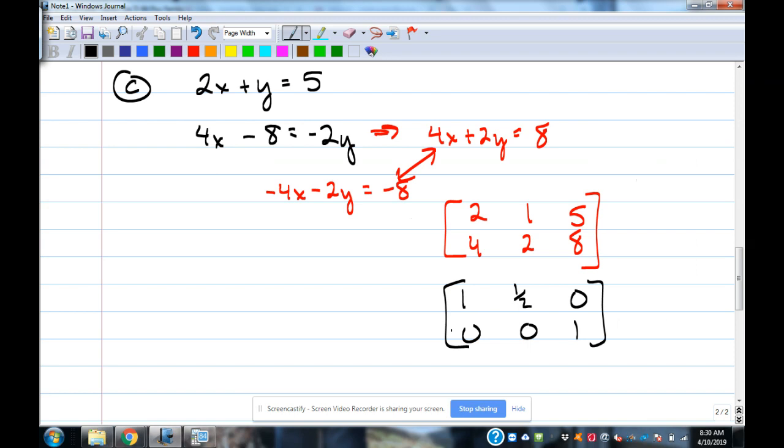Okay, so what does that tell us? Why? That tells us that 0x plus 0y is equal to something other than 0, right? That can't happen, can it? 0 plus 0 is no way going to be anything but 0. So that's correct. This is a no solution.